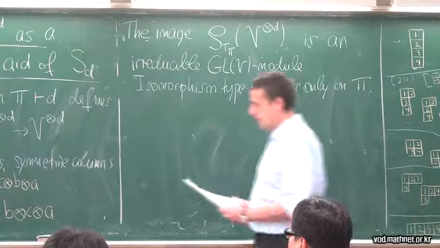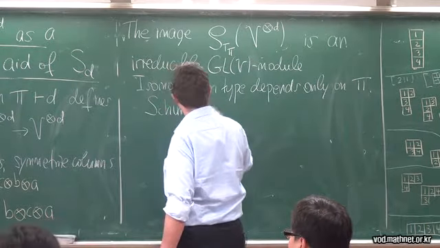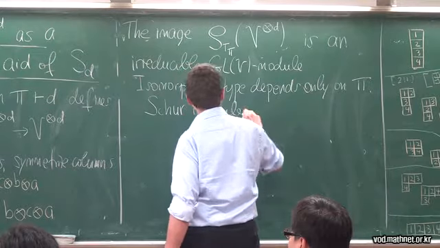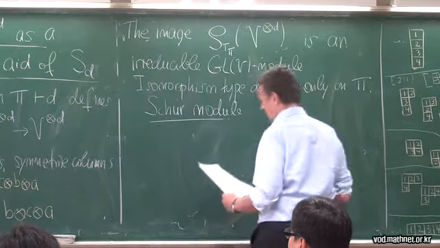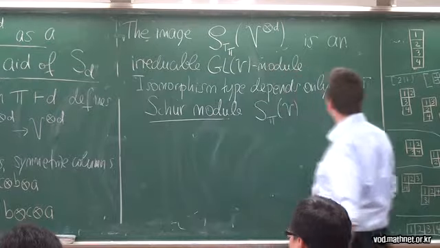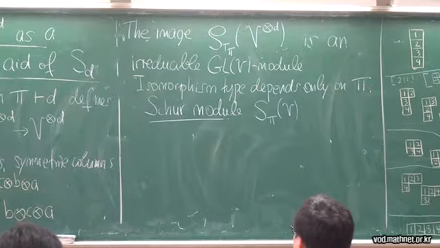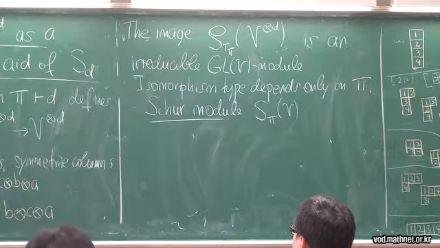And then this module is called the Schur module. So the Schur module S pi of V is the irreducible GLV module given as the image of a Young symmetrizer that you get by taking pi and filling it into a tableau T pi in some standard way.